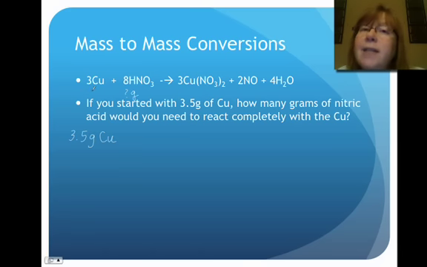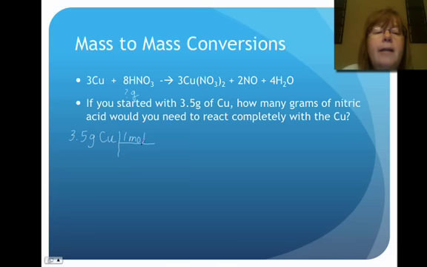Well, the first thing you have to do is convert what you have into moles. So let's go ahead and convert that 3.5 grams into moles. And 1 mole of copper has a mass of 63.55 grams. And so when we take our grams of copper and divide by its molar mass, we come up with, to 2 significant digits, 0.055 moles of copper.